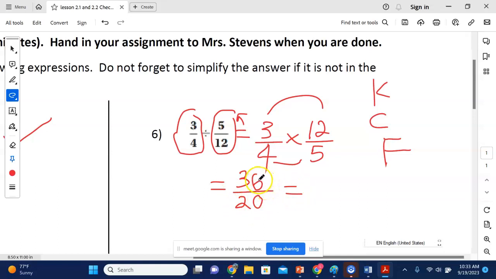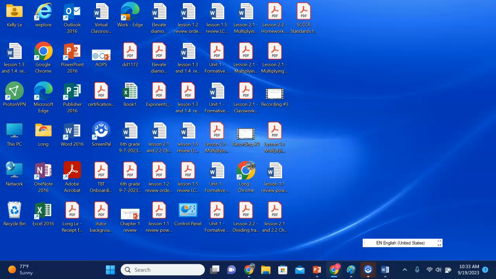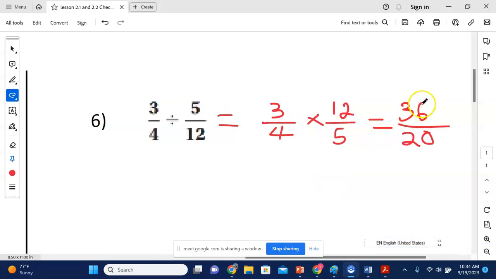What is the GCF? Oh, it shut off on me again. What is the greatest common factor of 36 and 20? 4, that is correct. Who said that? Who just said 4? Excellent job. You've been right on top of this game the whole entire time.